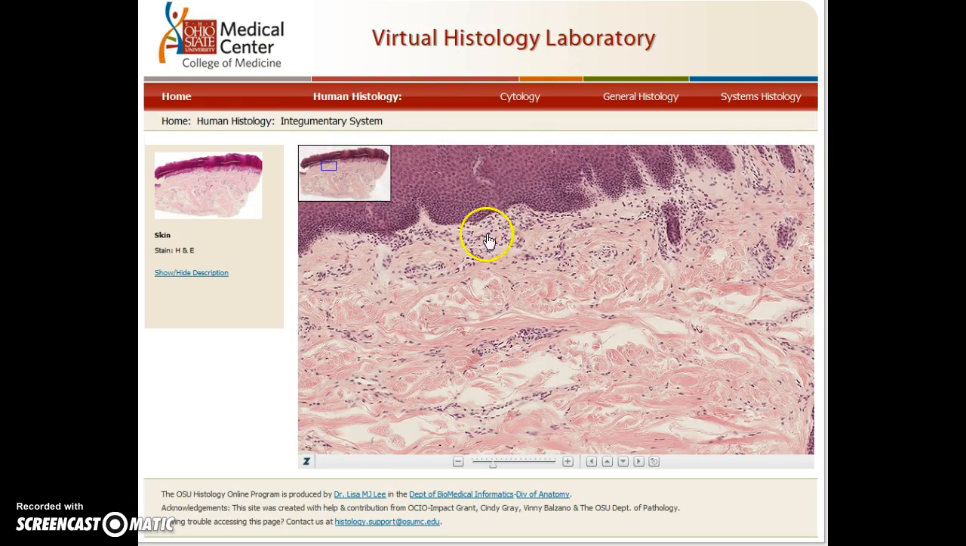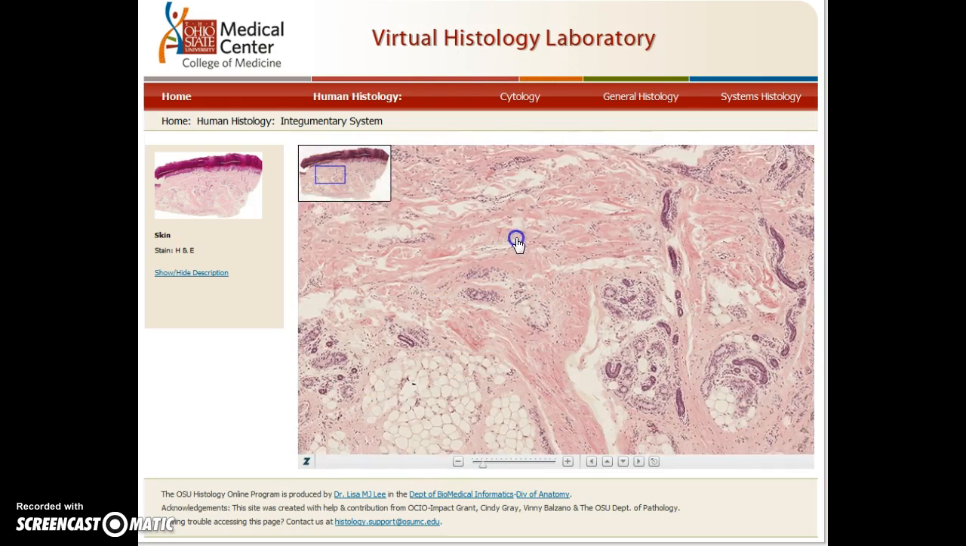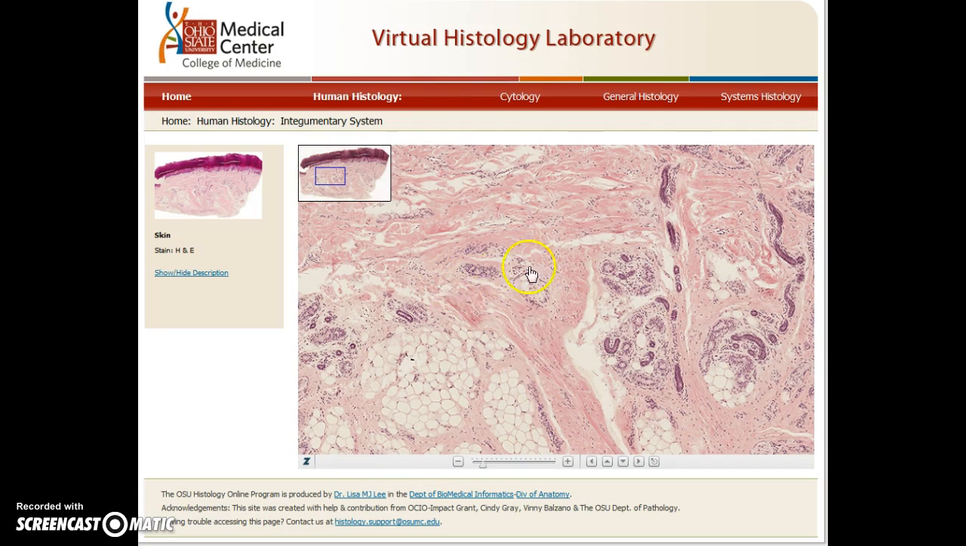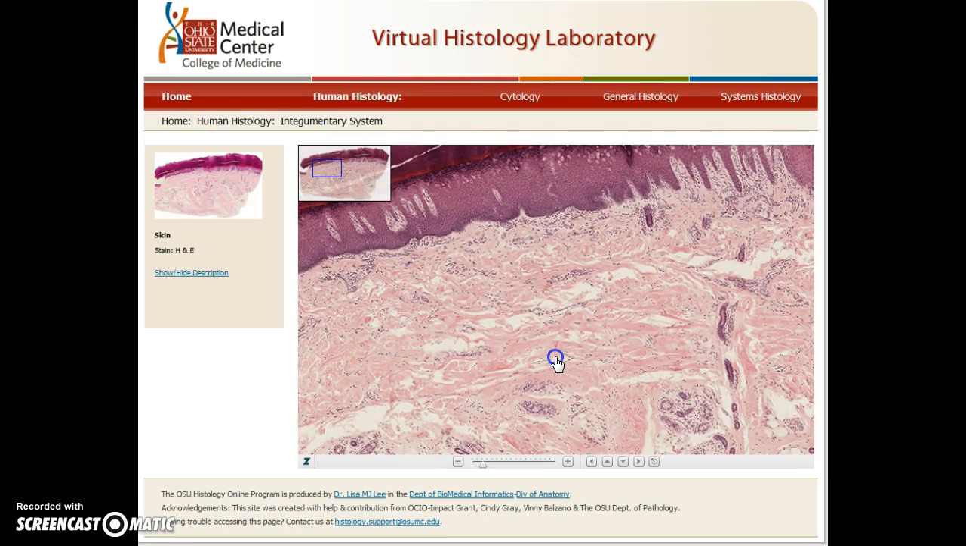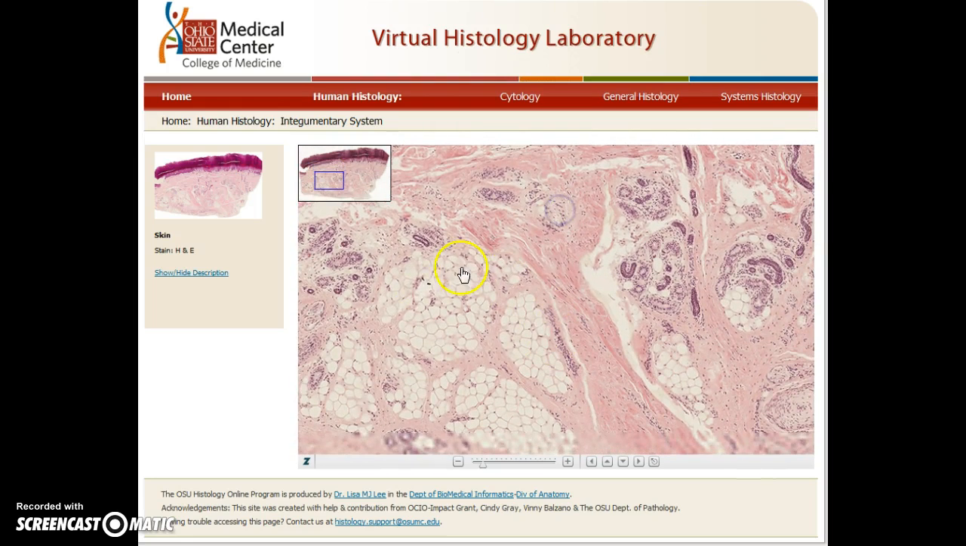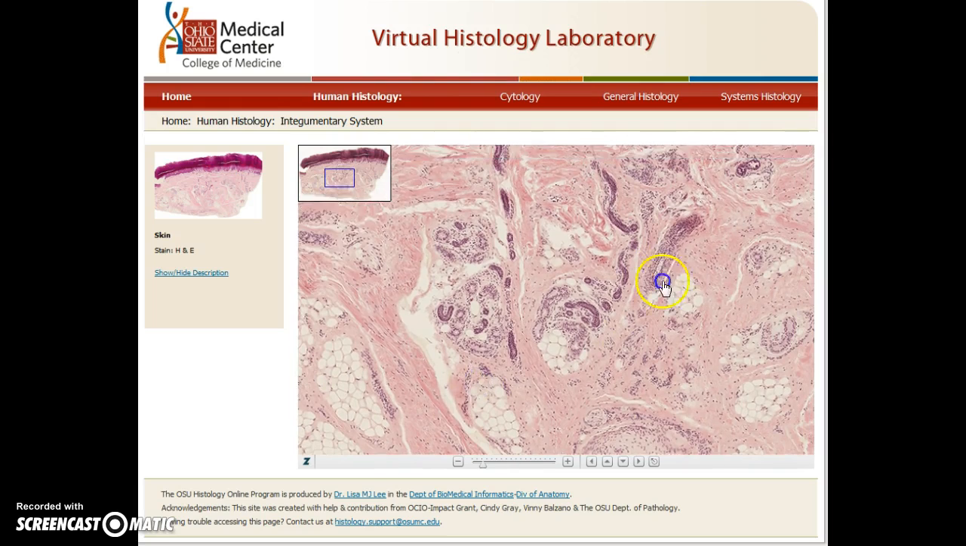In the dermis, it starts right here and goes all the way down to about here. And so I'm looking at dense irregular connective tissue here. And then in my hypodermis, I see lots of adipose tissue. Here I can also see some sweat glands.